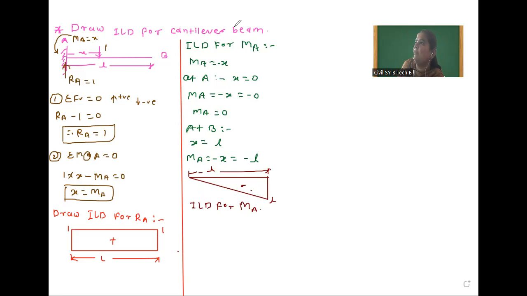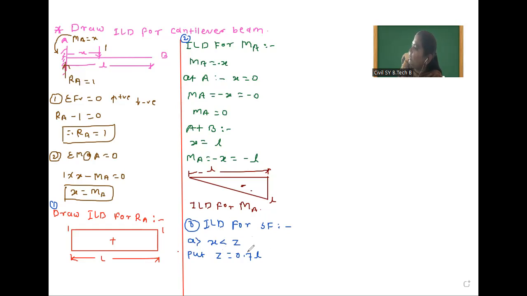Next point is ILD for shear force. Suppose the second is ILD for MA, the first is ILD for RA, and the third one is the ILD for shear force. Whenever we draw ILD for shear force, we have to assume a distance. First case is x should be less than z, and second condition is x should be greater than z. Here we will put z equal to 0.7 L.